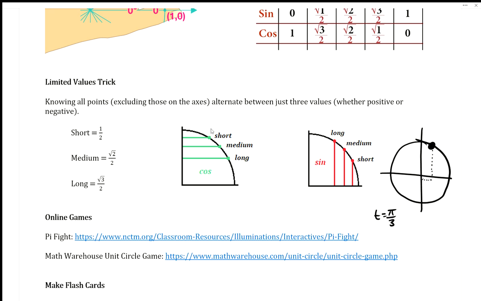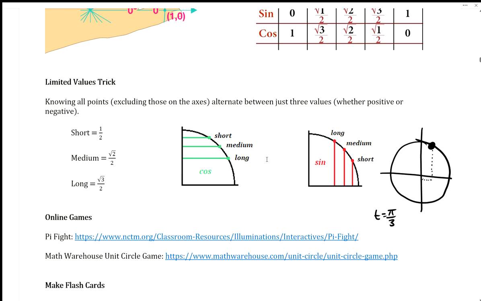I'm just measuring those distances, because there are only 3 values that are important for us in the middle of these quadrants: 1/2, square root of 2 over 2, and square root of 3 over 2. So I'm always trying to think long, short, or medium. And if I sketch my t value correctly on my unit circle with respect to the axes, I usually will know instantly which one I want to use.